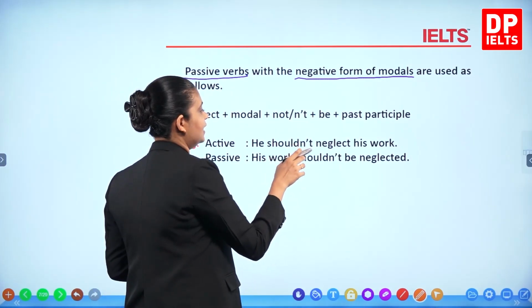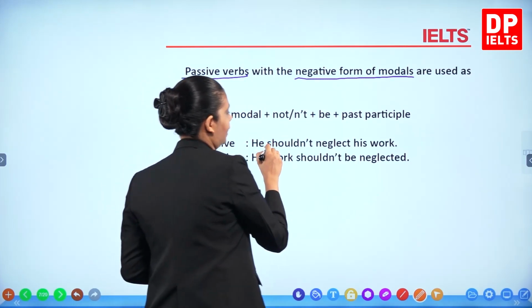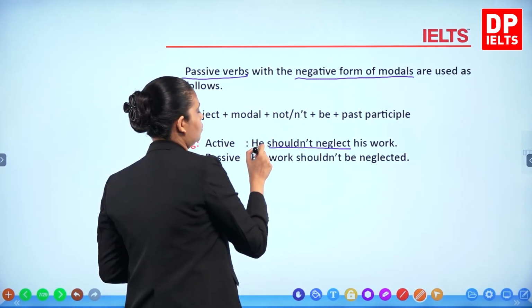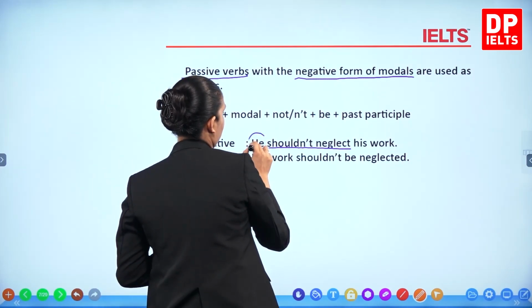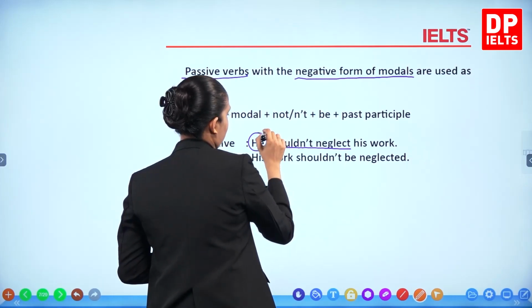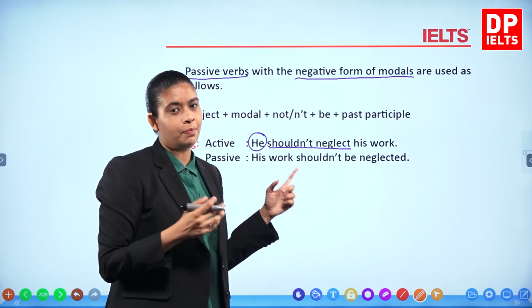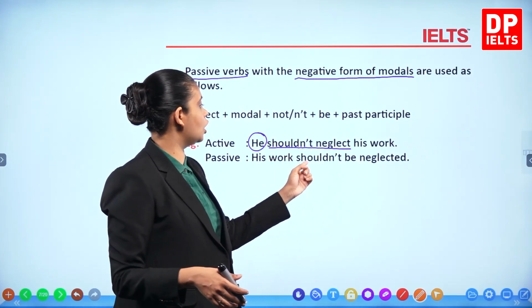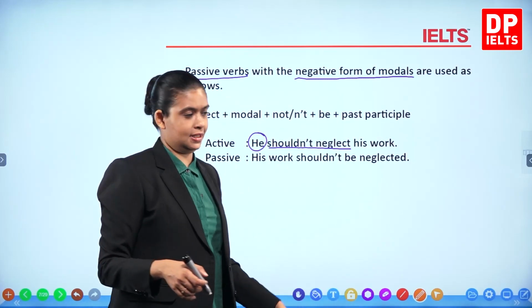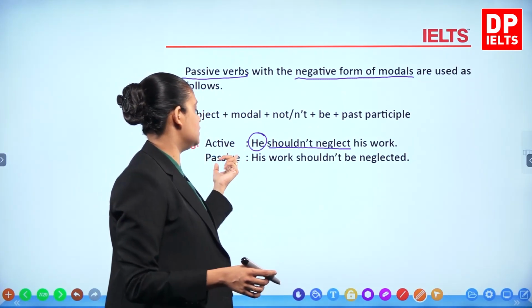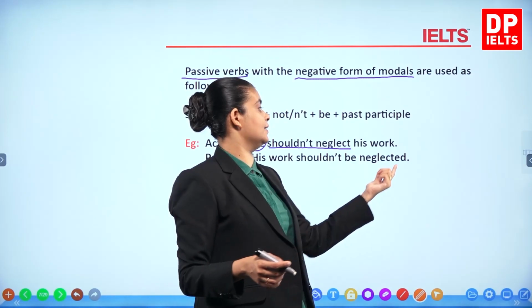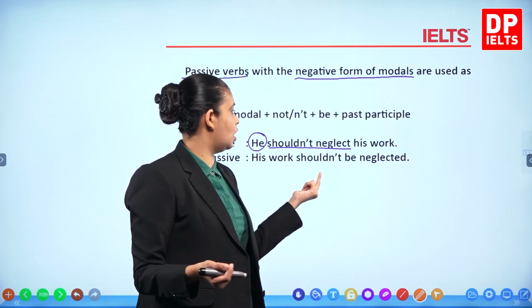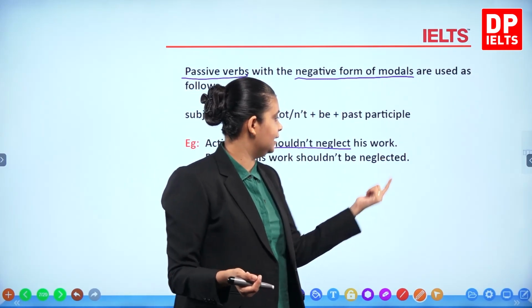He shouldn't neglect his work. That is the active voice. Okay. So here, who shouldn't neglect his work? He. Okay. So this goes to the end. But if it is not needed, you can omit it. So, his work shouldn't be neglected. If you want that bit, you should say, his work shouldn't be neglected by him, but that doesn't make any sense. Okay. So, his work shouldn't be neglected.